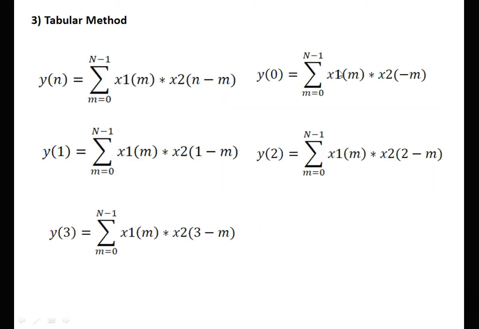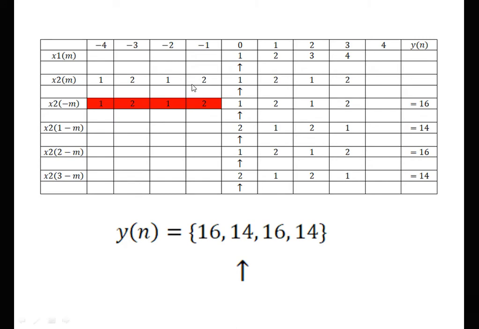Now in the first case we can see that we require to multiply x1 of m and x2 of minus m. Now x2 of minus m is nothing but the flip or mirror image. Therefore this is x2 of m, and if we take the mirror image, see, this is x2 of m and this is x2 of minus m. Here 1 will remain as it is, then 2, 1, 2, and whatever is on the negative side will come to the positive side, that is 2, 1, 2 and 1. Clear? So this is nothing but x2 of minus m. So from x2 of m we calculate x2 of minus m. Therefore in x2 of minus m, the positive side goes to the negative side and the negative side goes to the positive side.